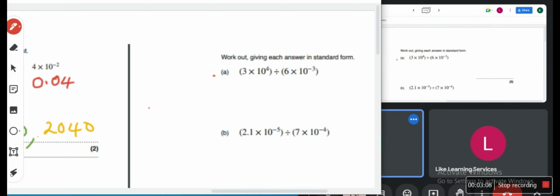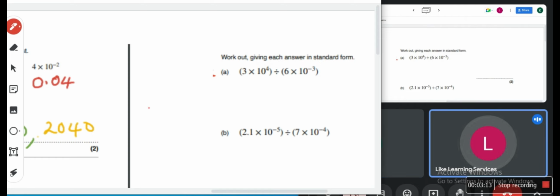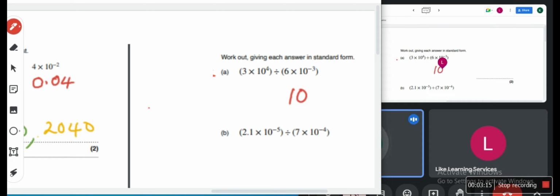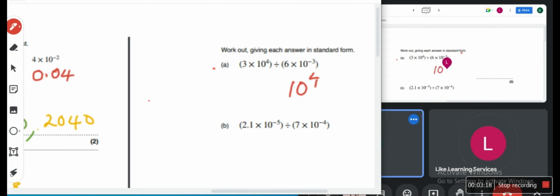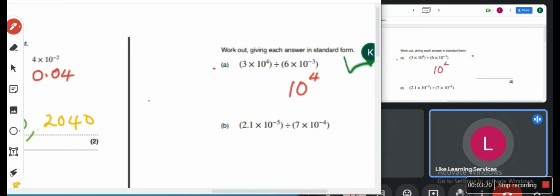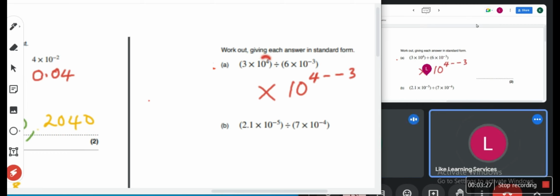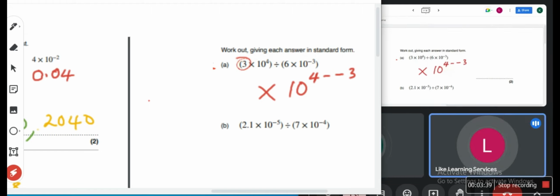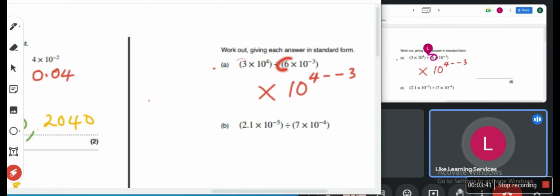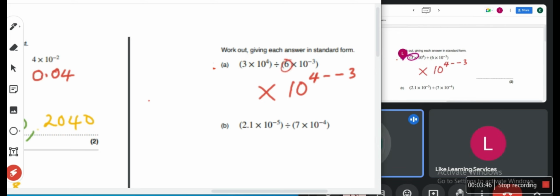That will give you 7. How did you come about 7? 4 minus 3. The first minus the second. First is 4 minus 3. No, what is the number? The numbers now. That's 3 divided by 6. What is 3 divided by 6? It is 0.5.